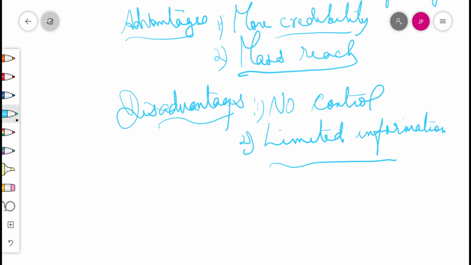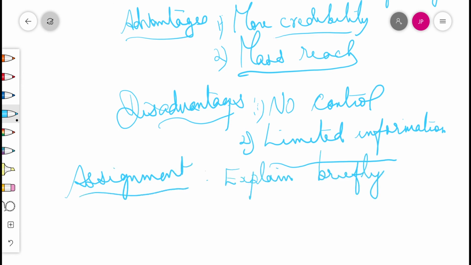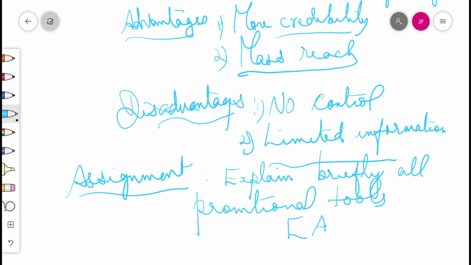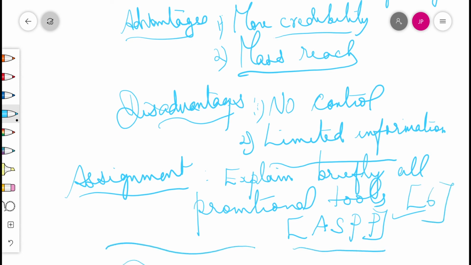So the assignment is: explain briefly all promotional tools. 6 marks question. Advertising, sales promotion, personal selling and publicity. So ASP square is the answer. 6 marks question. By combining all these value points, what we learned now is the answer.